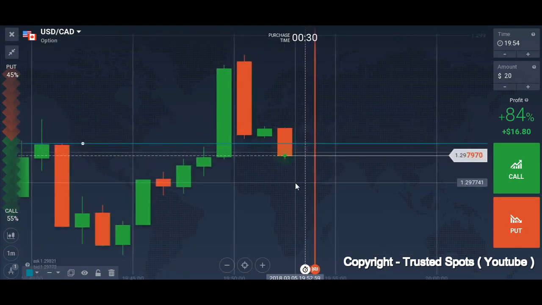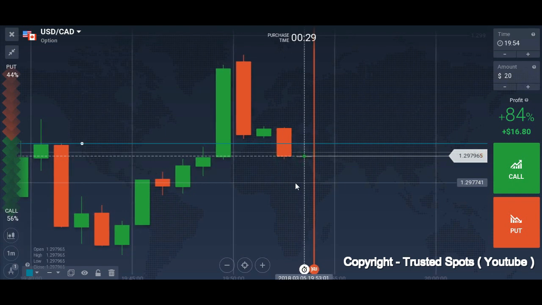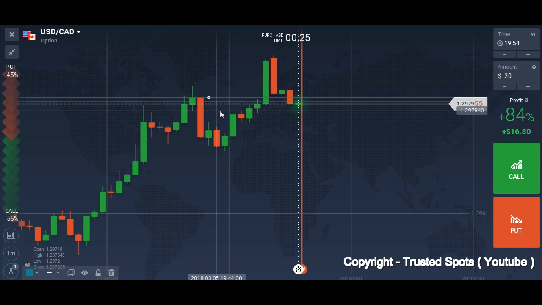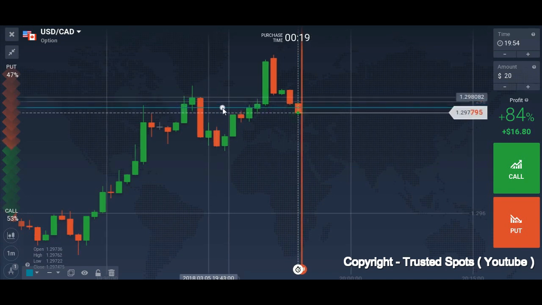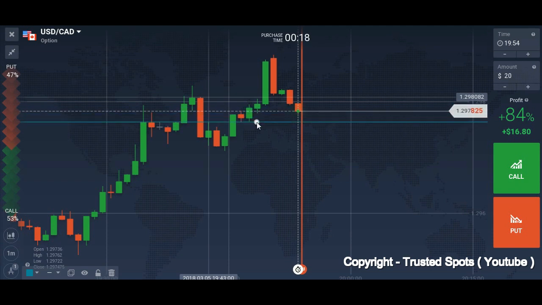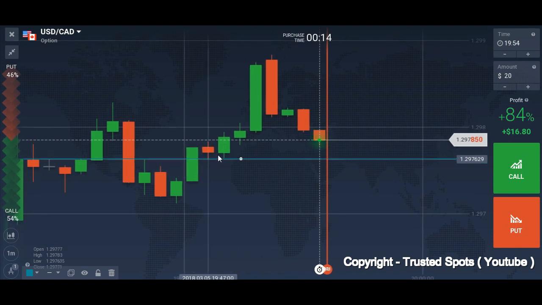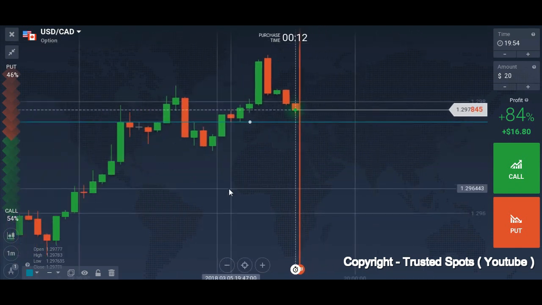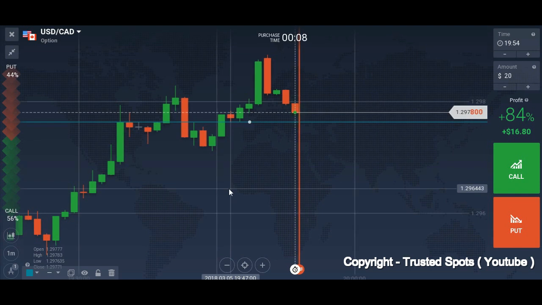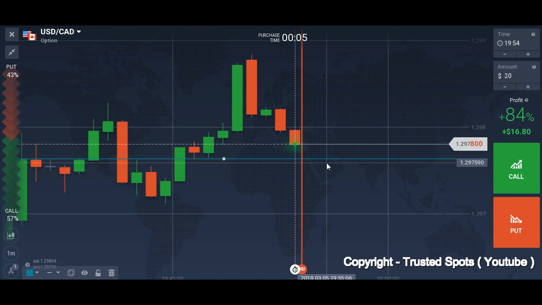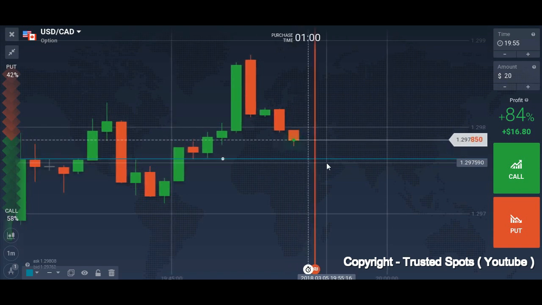Let's wait. Okay, this seems like a breakout of this level. We will choose a different one. Okay, this is again a level of support, an intermediate support, which we can use. Let's wait for the next candle, for this candle to close. We will take one trade and then we will discuss the whole numbers concept.